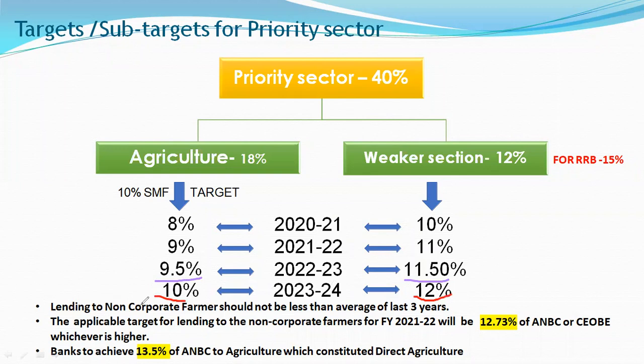So lending to non-corporate farmers should not be less than the average of the last 3 years. And the applicable target for lending to non-corporate farmers for financial year 21-22 will be 12.73% of ANBC, whichever is higher. Banks to achieve 13.5% of ANBC to agriculture, which constitutes direct agriculture. So these are some of the points which are important for you. Okay, let's see next.